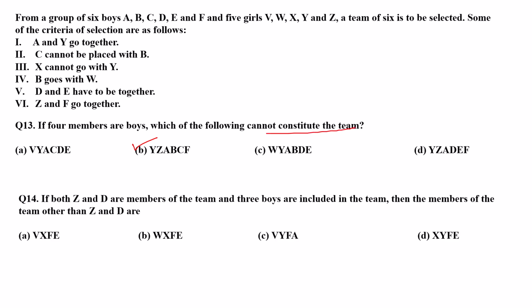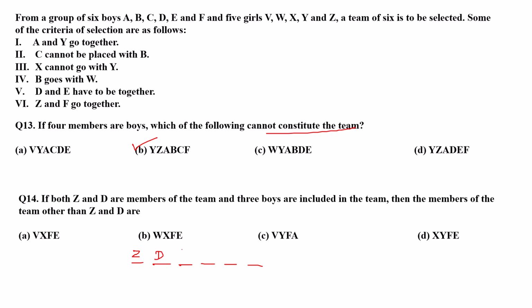Now the next question. If both Z and D are members of the team and 3 boys are included in the team, then the members of the team other than Z and D are... So first of all, there are 6 members: 1, 2, 3, 4, 5, 6. Z and D are already there.